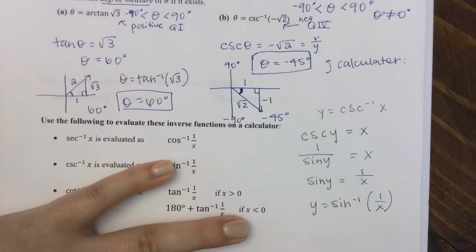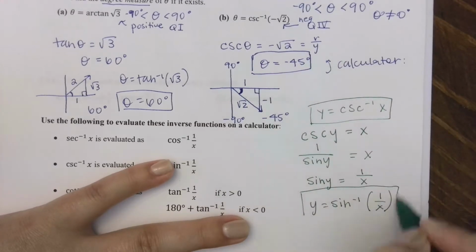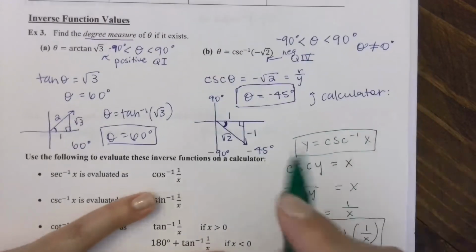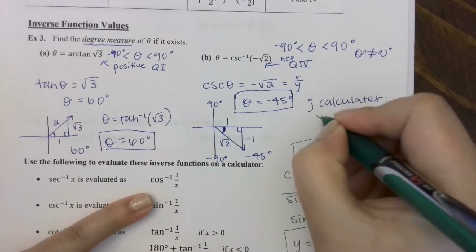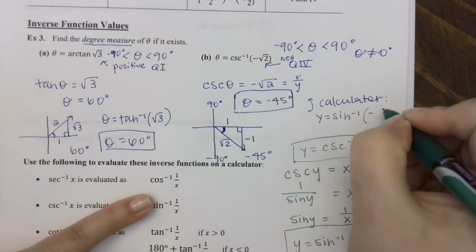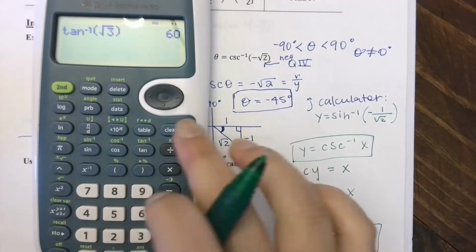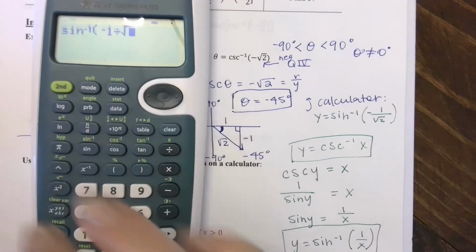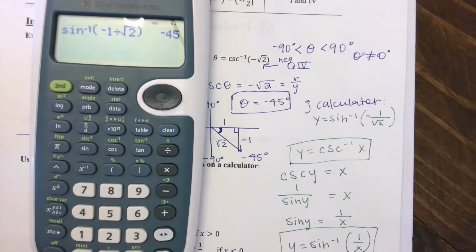That means for y equals cosecant inverse x, I can also plug in y equals sine inverse of 1 over x. I could have plugged in y equals sine inverse of 1 over negative square root of 2, so negative 1 over square root of 2. Sine inverse of negative 1 divided by the square root of 2 would have given me negative 45 degrees.